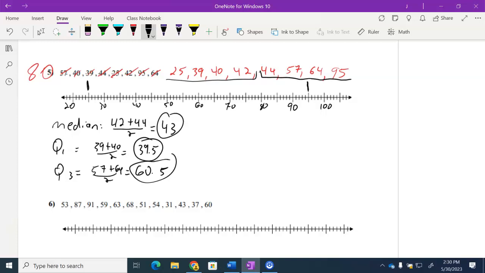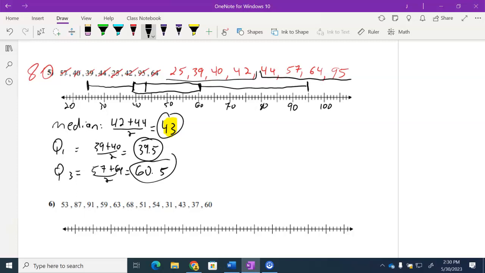My lower median is 39.5, so I put a mark right here where 39.5 is. And I put a mark where 60.5 is, which is my upper median. 60.5 is right here. You're going to create a box from the lower median to the upper median. And then you're going to connect your minimum and your maximum to that box like this. And then you're going to draw your median, which was 43. That's the middle of all the data. You're going to mark that as well, which is right here.